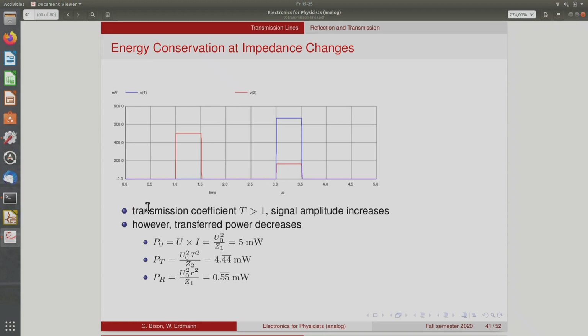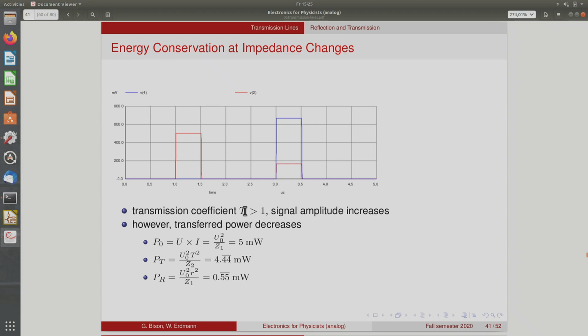So the power carried by a wave: the instantaneous power is voltage times current. For the incoming original wave, you have voltage squared divided by the impedance of the first transmission line, which is 5 milliwatts. Then for the transmitted wave, you have 4/3 of that, squared, divided by the impedance of the second, which is 100 ohms. So the power here, although the amplitude is larger than the incoming, is actually smaller because the impedance is higher. Okay, so higher amplitude does not mean more power.